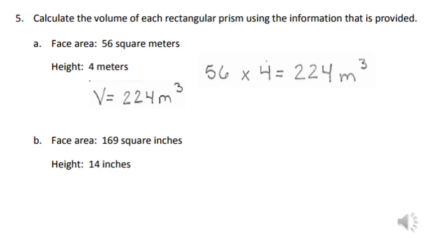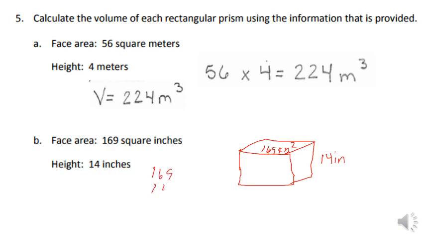On 5, now this is actually showing you face area, 169 square inches. Okay, so what they're trying to tell you, here's our prism, and they're saying this face right here is 169 inches squared. They're saying the height is 14 inches. So we have 169 times 14.